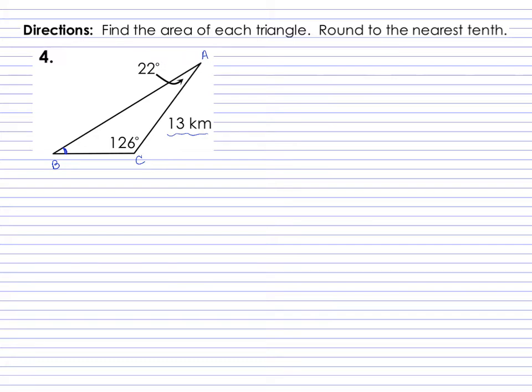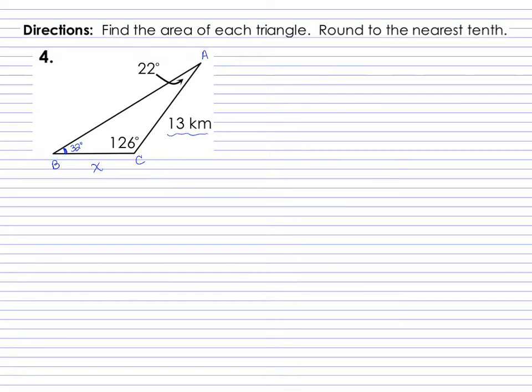So that's my pair that goes together that I'm going to need to use to find the other side. So I'm going to take 180, subtract 126, subtract 22, and I'm going to find that angle B is equal to 32 degrees. Now that I have that, I have my ratio. I am going to solve for length BC, and I'm going to again call that X.